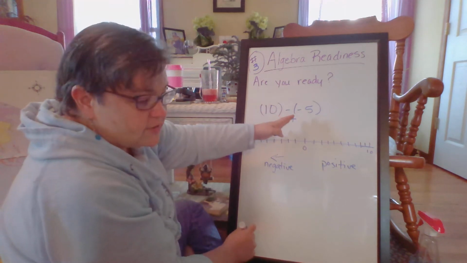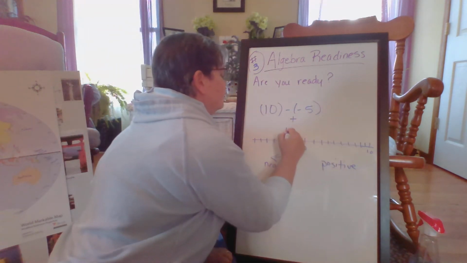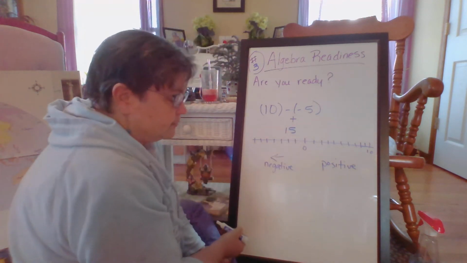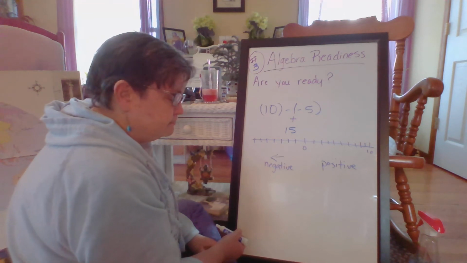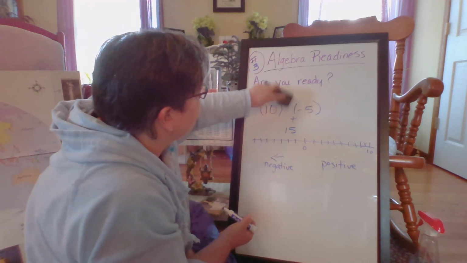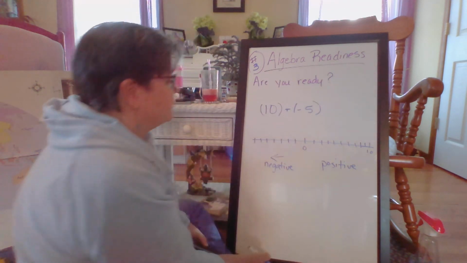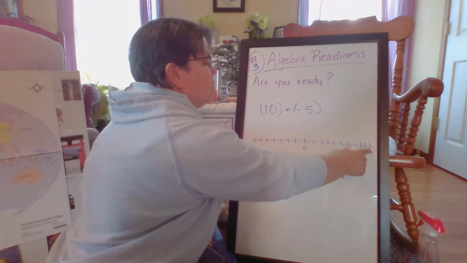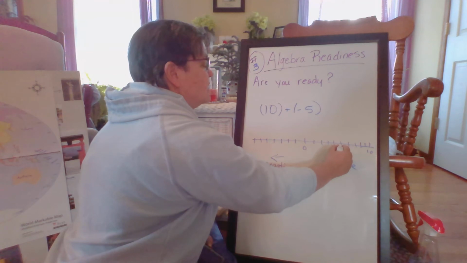So two negatives make a positive. So this is 10 plus 5, which is going to equal 15. If I had 10 plus negative 5, I'd start at 10 and then I'd go back 5. 1, 2, 3, 4, 5. And I'd end up with a positive 5.